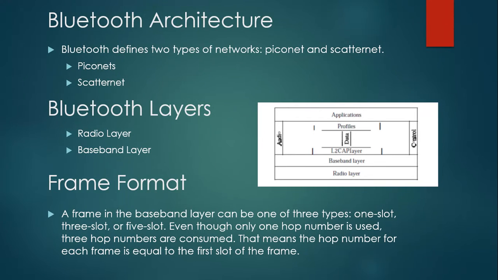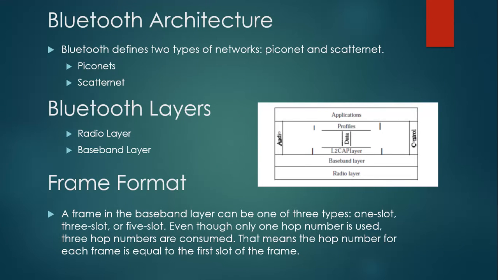And now Bluetooth layers. If we see this diagram, Bluetooth uses several layers that do not exactly match those of the internet model. One is the radio layer and the other is the baseband layer. The radio layer is roughly equivalent to the physical layer of the internet model. Bluetooth devices are low power and have a range of just 10 meters. And we'll move on to the baseband layer. The baseband layer is roughly equivalent to the MAC sublayer.